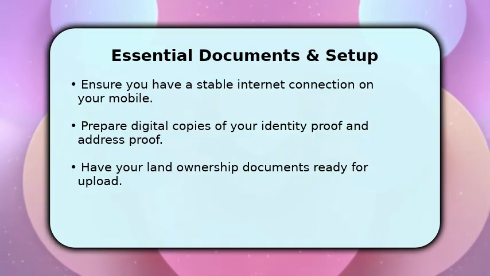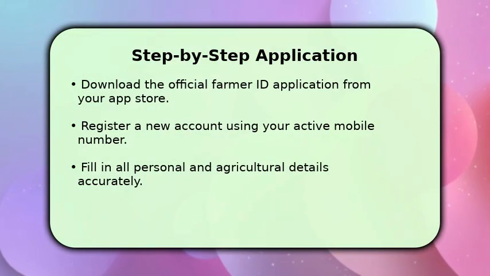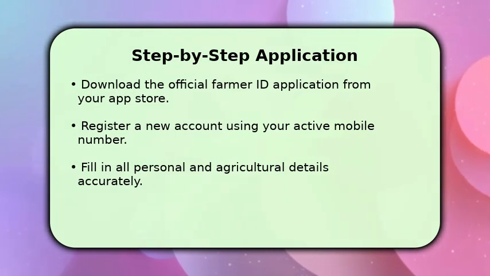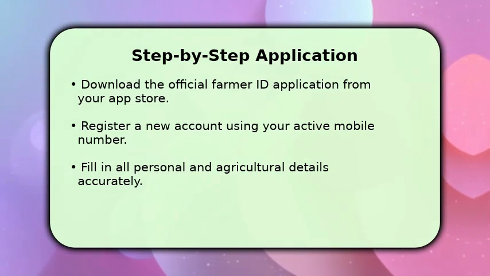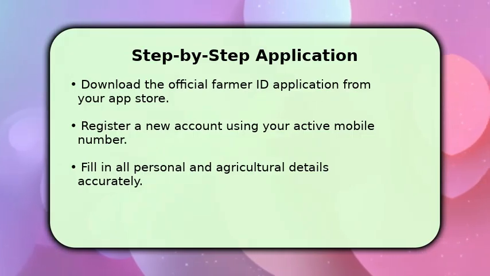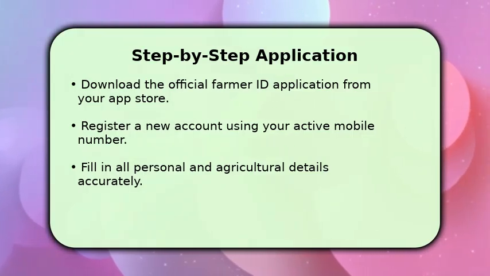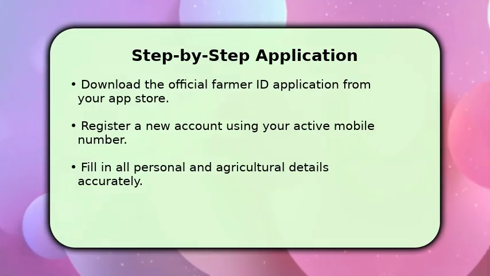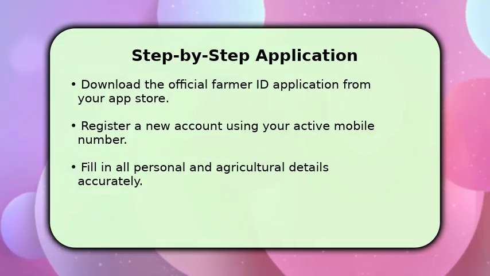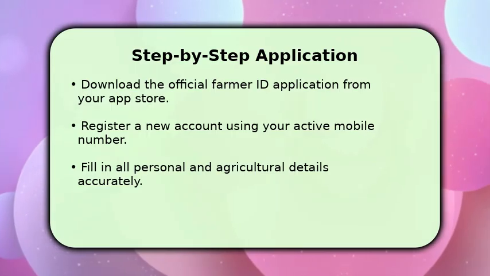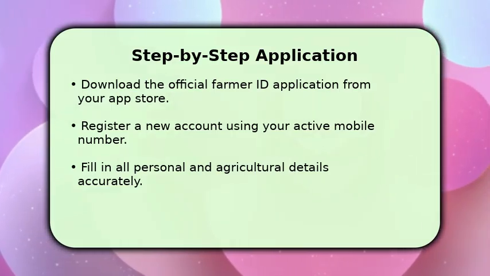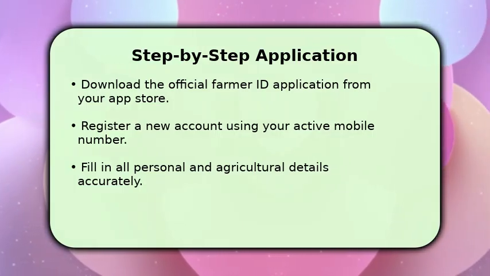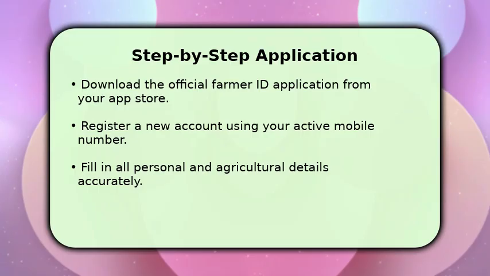Begin by downloading the official Farmer ID application from your mobile's App Store. Once installed, register a new account using your active mobile number and complete the one-time password verification. Proceed to fill in all personal and agricultural details precisely. Upload the necessary digital documents, ensuring they meet the specified format and size requirements. Take a moment to review all entered information before making your final submission.